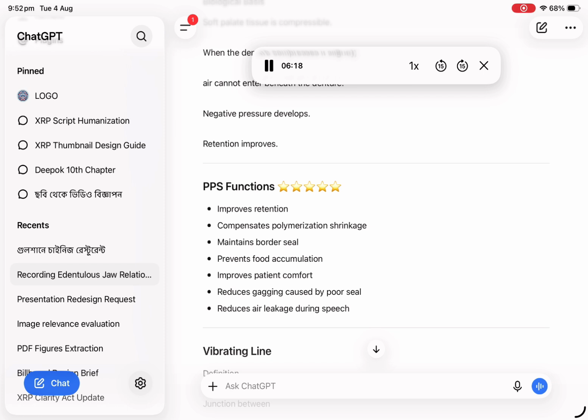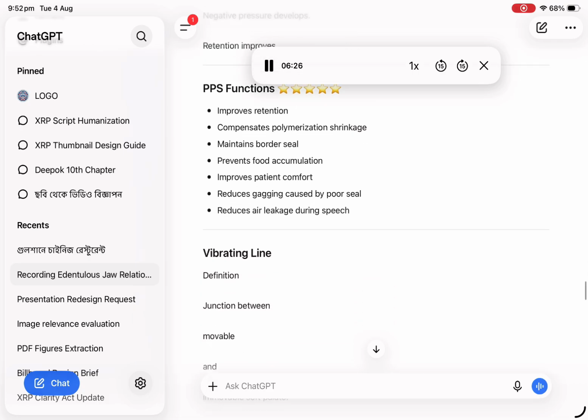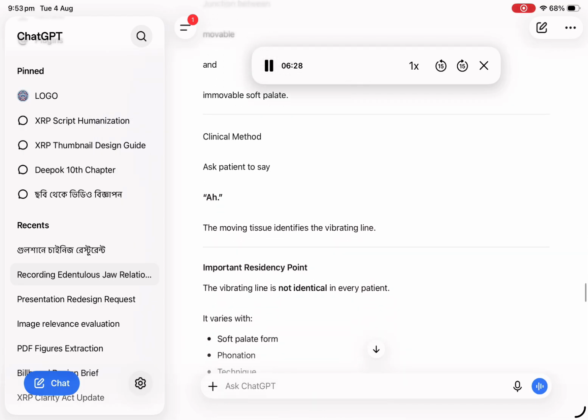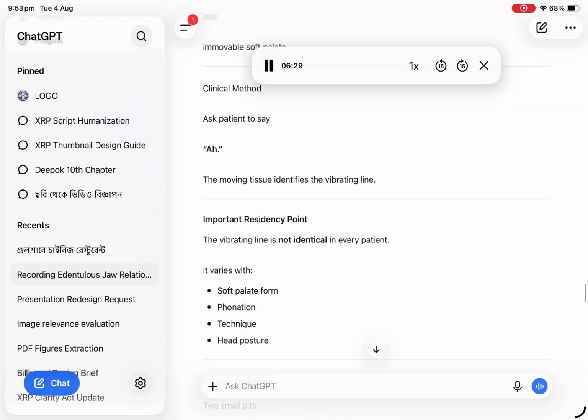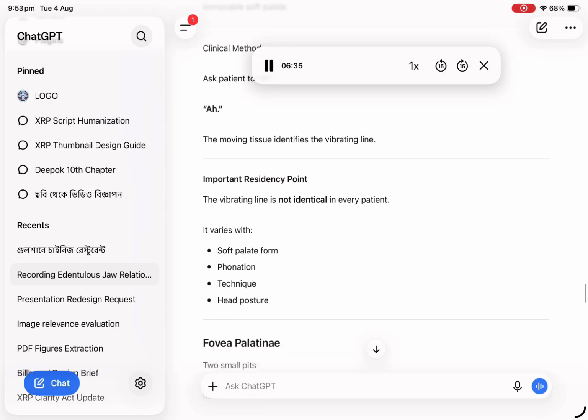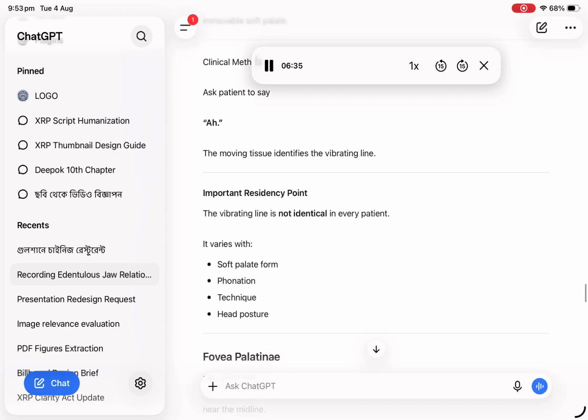Vibrating line. Definition: junction between movable and immovable soft palate. Clinical method: ask the patient to say ah. The moving tissue identifies the vibrating line. Important residency point: the vibrating line is not identical in every patient. It varies with soft palate form, phonation, technique, head posture.